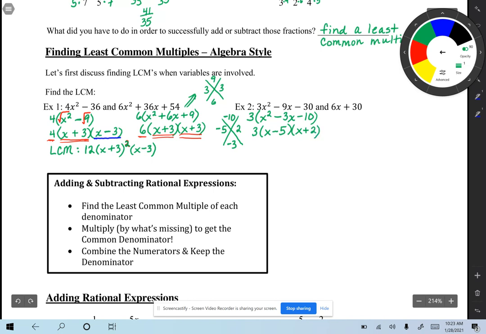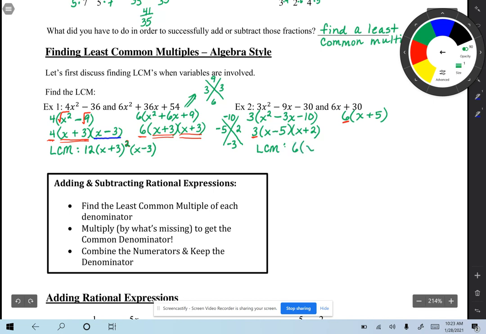So we have 3 times x minus 5 times x plus 2. First expression factored. Second expression, pretty simple, 6x plus 30. The first thing you always do is look for a greatest common factor, and they have a 6 in common. Factor it out, you're left with x plus 5. Done. Now we're ready to find the least common multiple. All right. So you look at 3 and 6. Always look at the numbers first if there are any. Skip count by 3: 3, 6. The least common multiple of the numbers is 6.